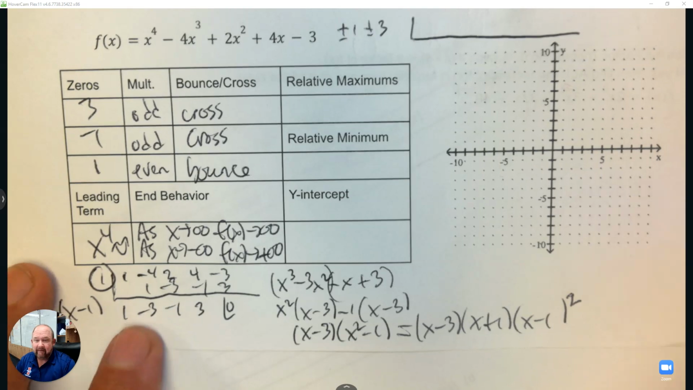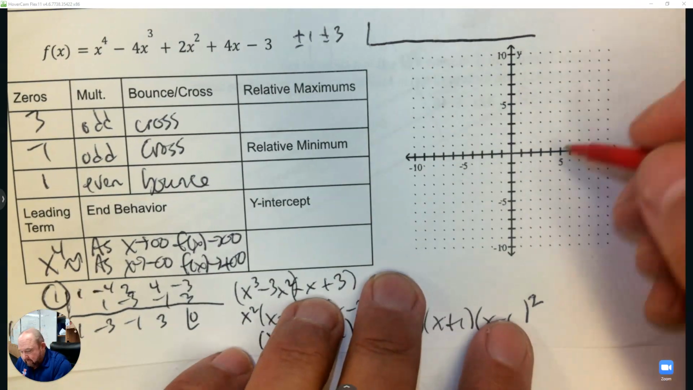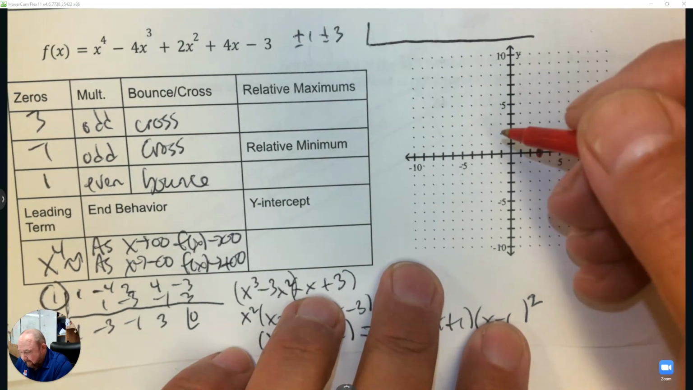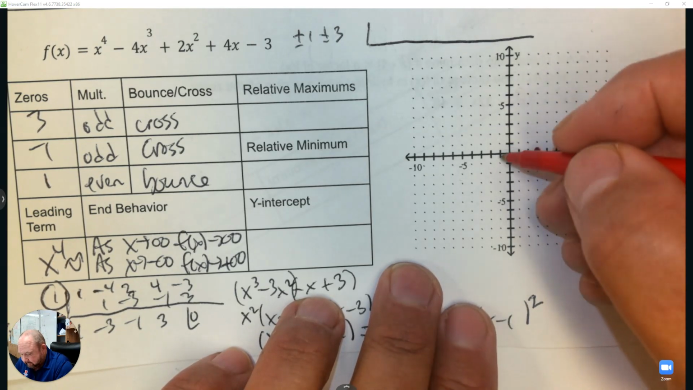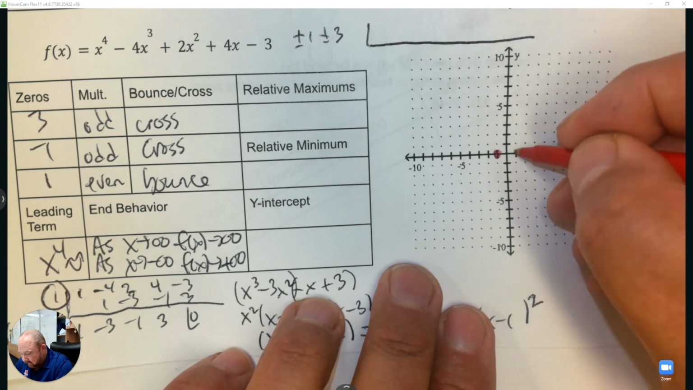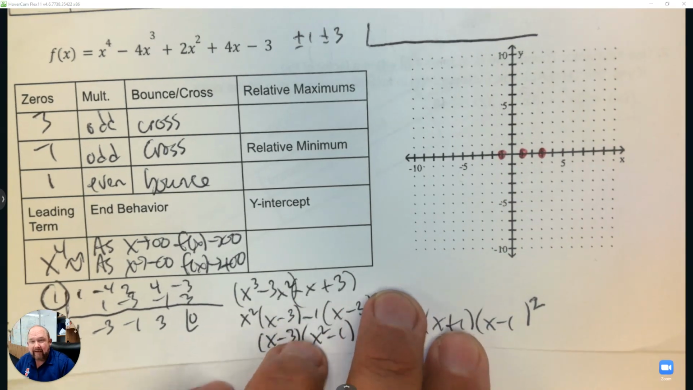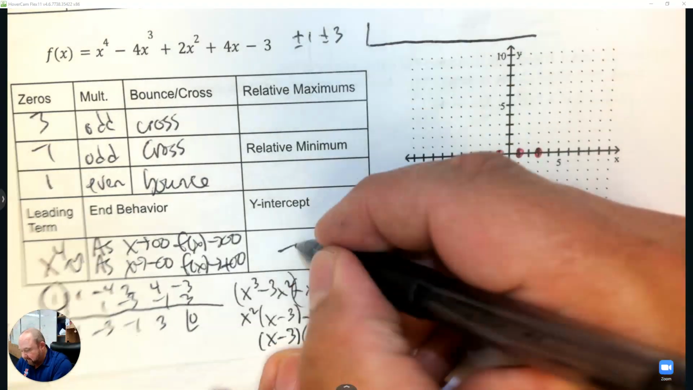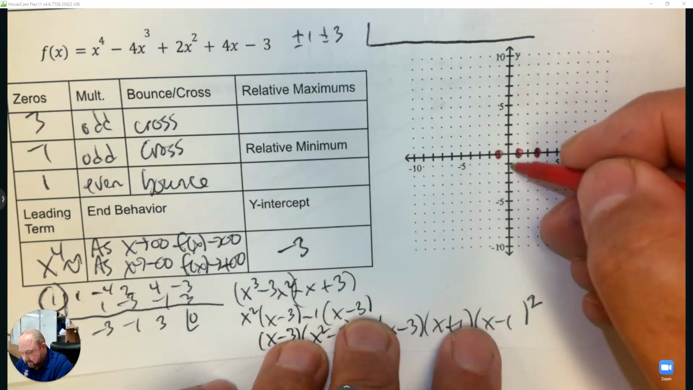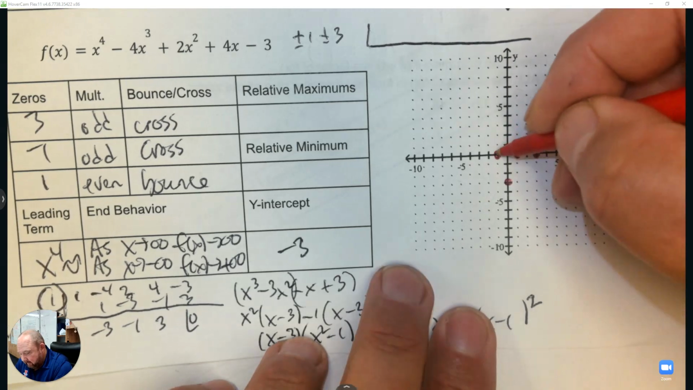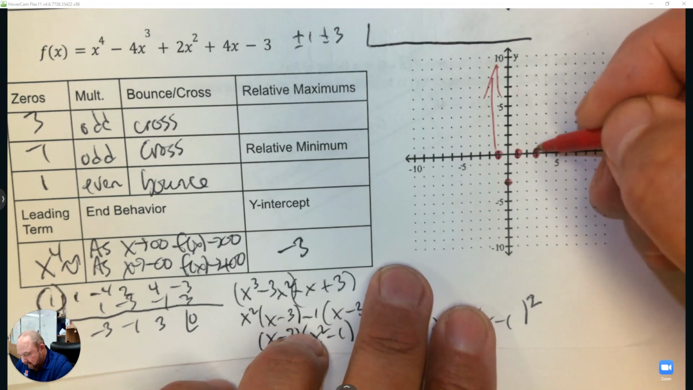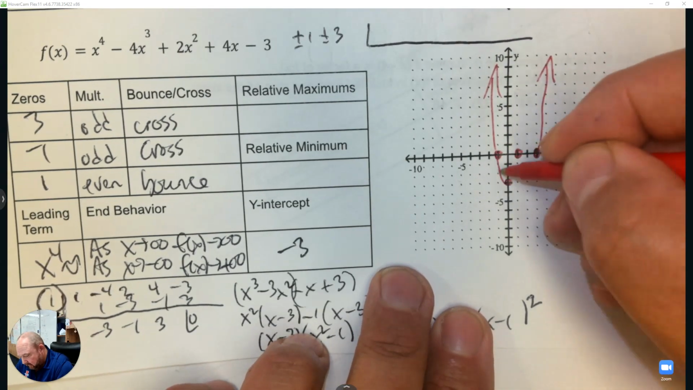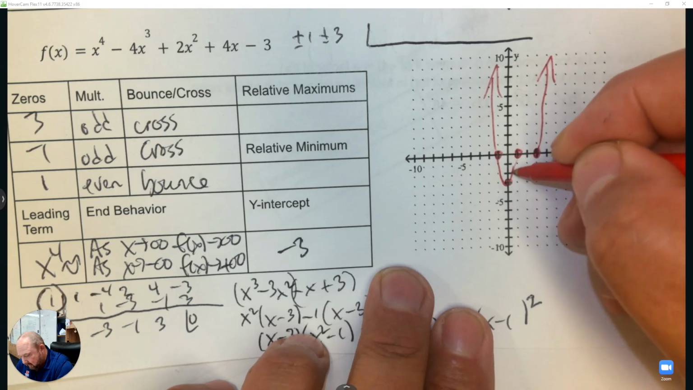And now we're ready for the graph. So we're going to start at 3 and at negative 1 and positive 1. Oh, the y-intercept, that last number is negative 3 when you plug in 0. And again, both ends go up. So this is what we know so far.